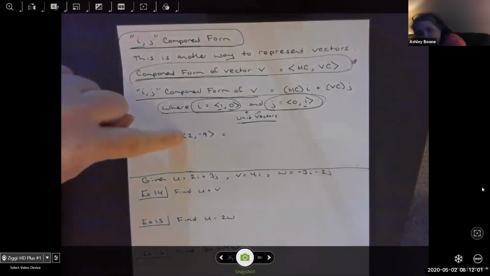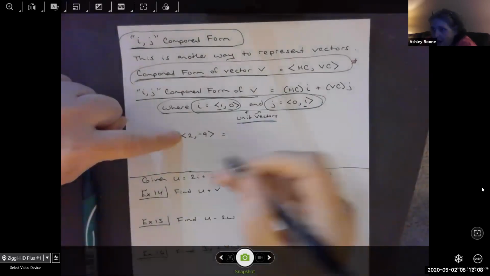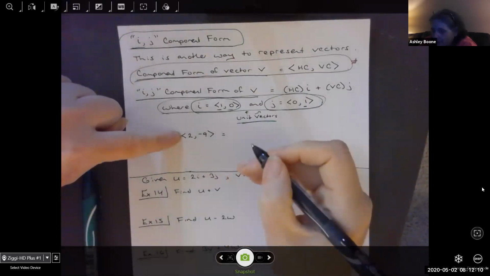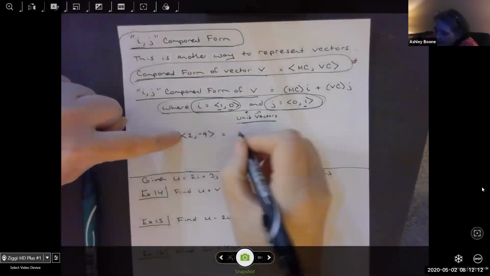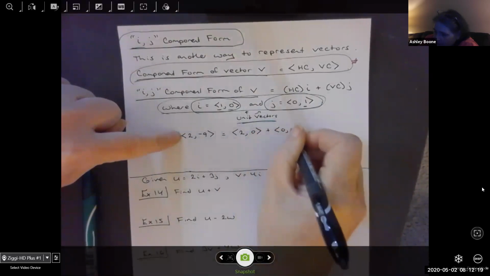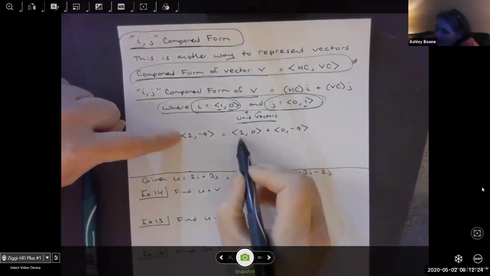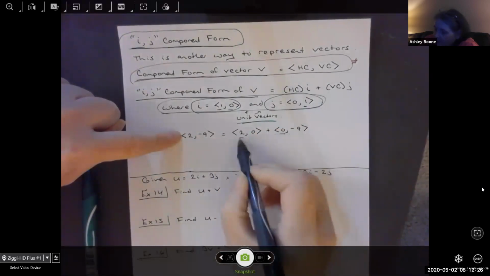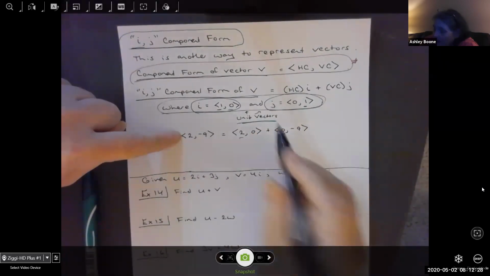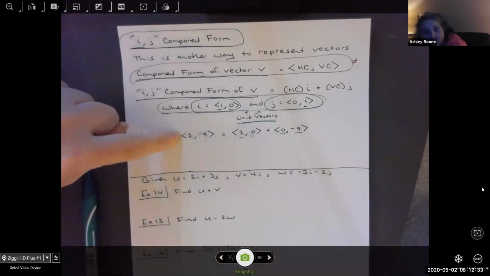Notice the vector 2, -9. Is it not true, thinking about the fact that you add components, that this is the same as the vector 2, 0 plus the vector 0, -9? Because how did we do vector addition? You added your horizontal components, and 2 plus 0 is 2. You add your vertical components, and 0 plus -9 is -9. So that's true.